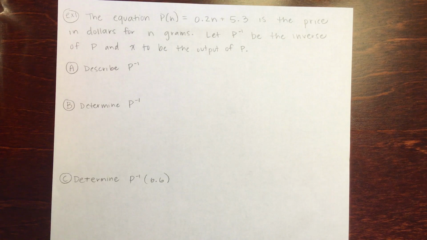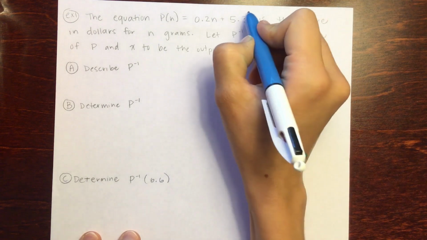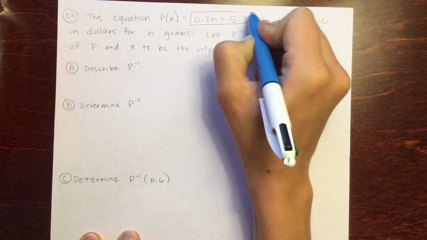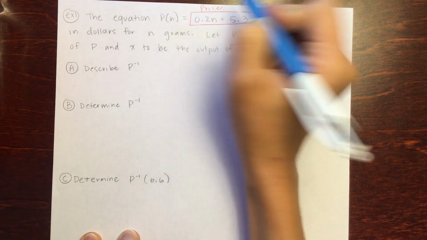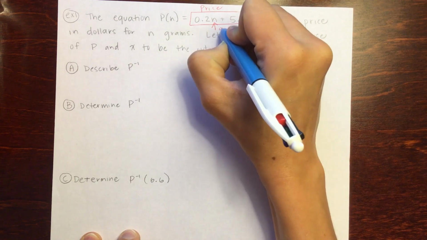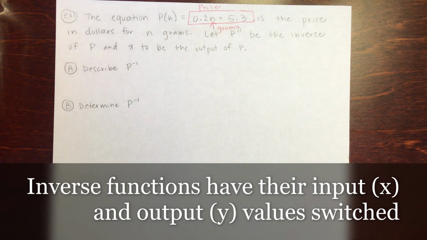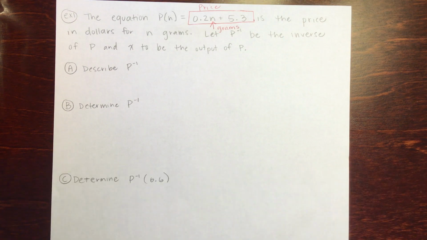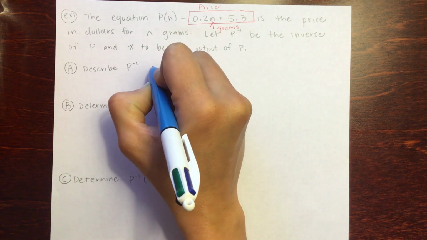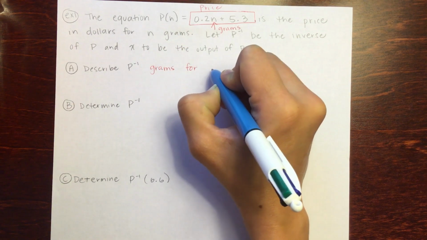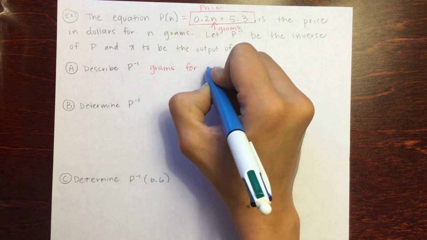First, let's describe P inverse. Let's talk about the units here. This whole equation tells me the price, and n tells me grams. Remember, inverse, you switch your X and Y values. So I'm going to switch my price and my grams. So this equation tells me the price for n grams. If I switch those, that means that I will have the grams for P, or I guess X is our output.